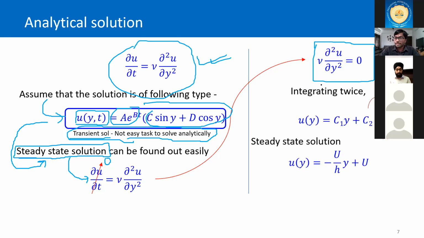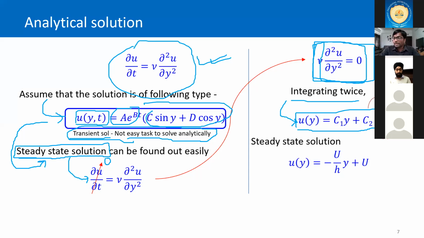So in steady state, we will be keeping only this particular diffusion term, with the other term being 0. Integrating twice, we can get this particular linear equation with unknown coefficients C1 and C2, and this is linear in nature. You can see that it's linear.